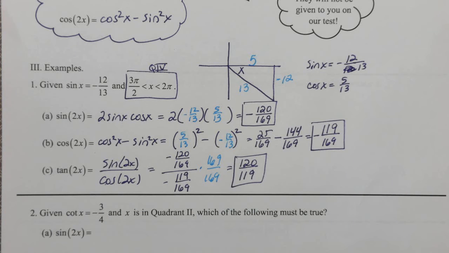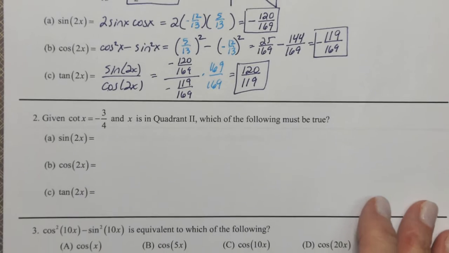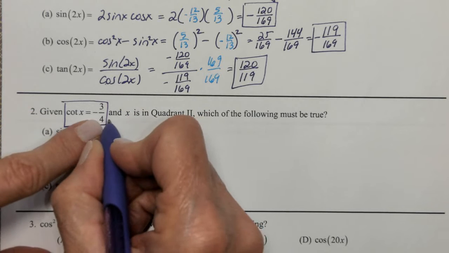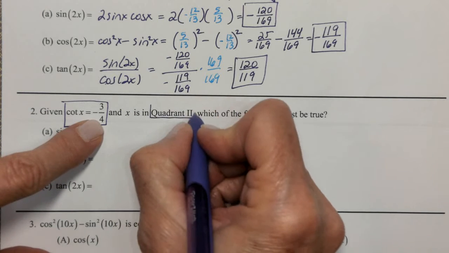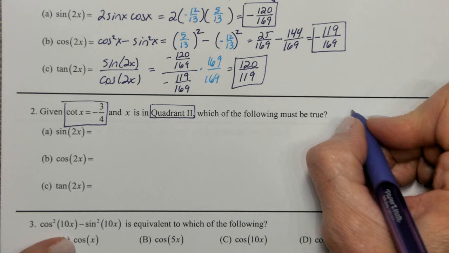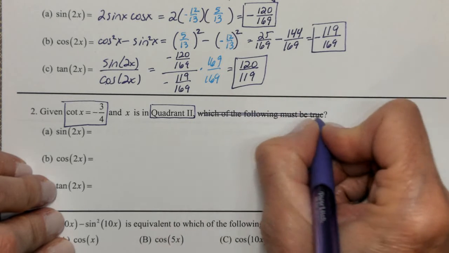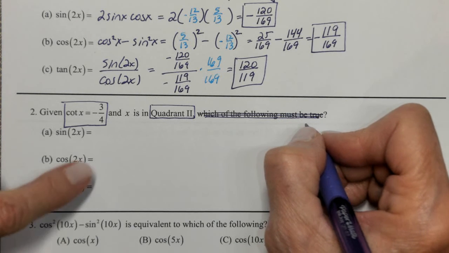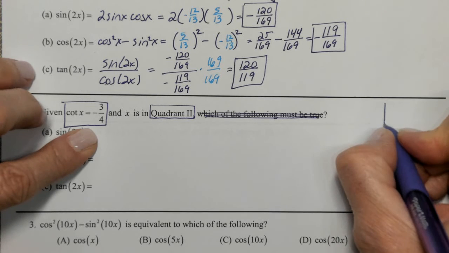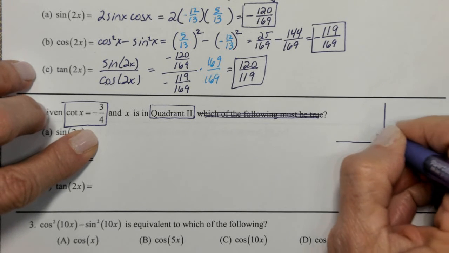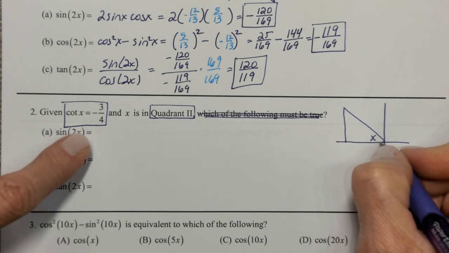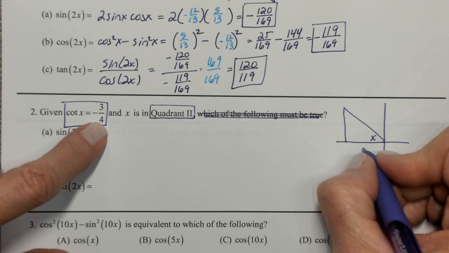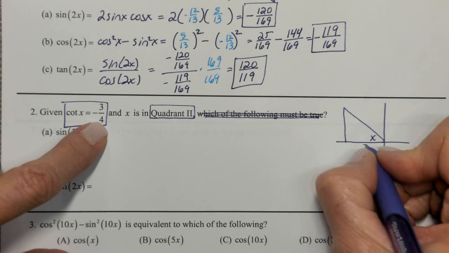Okay, that's that. Let's look at another example. Now we're given that cotangent of x is negative 3/4 and x is in quadrant 2. Ignore this, I had copied and pasted it from a multiple choice question. Let's write our quadrant 2 angle, x. Cotangent is negative 3 over 4. That means adjacent over opposite will be a 3 and a 4.